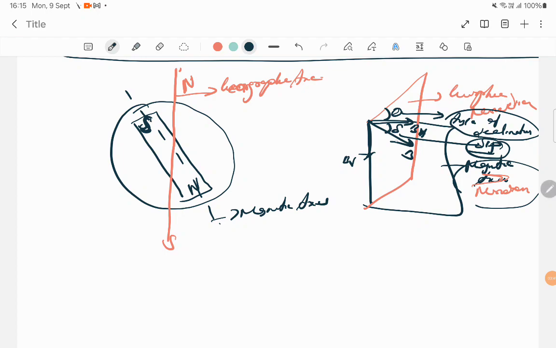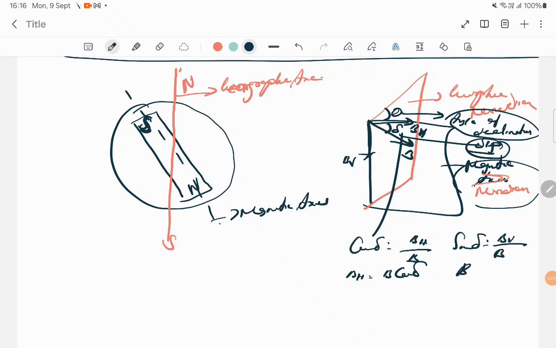From this you can see that cos delta is equal to BH by B, so BH is equal to B cos delta. Sin delta is equal to BV by B, so BV is equal to B sin delta. And the resultant is equal to the square root of BV squared plus BH squared.